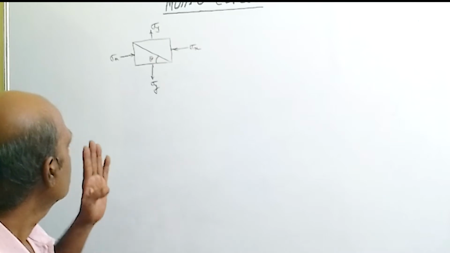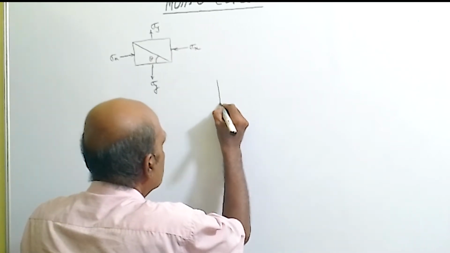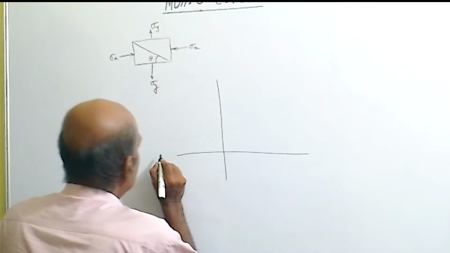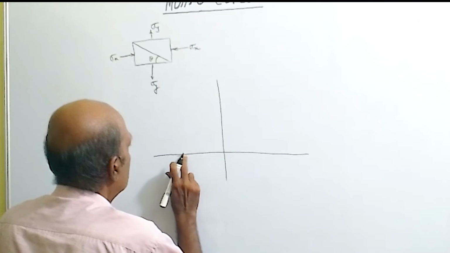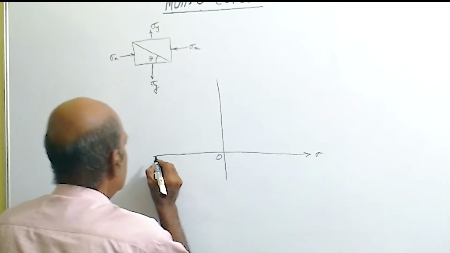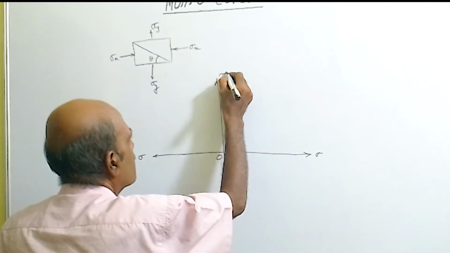Now for this condition we have to draw the Mohr circle. We know how to draw the Mohr circle. For this, draw the axes, that is the origin, the sigma axis and the tau axis.